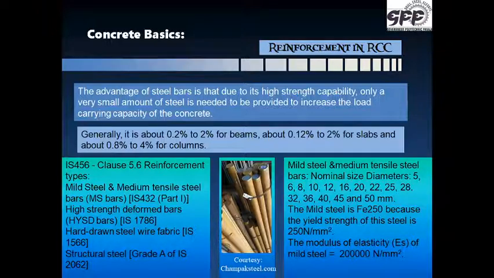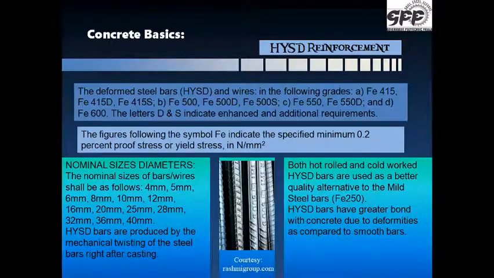Also, another important thing is that the mild steel bar has a yield strength of 250 Newton per mm square. As far as the HYSD bars are concerned, the yield strength ranges from 415 onwards up to 600. In fact, research is going on for 700 and plus.